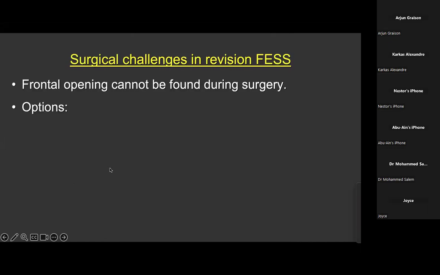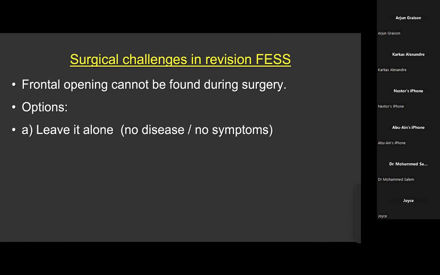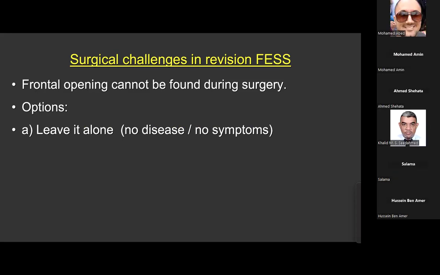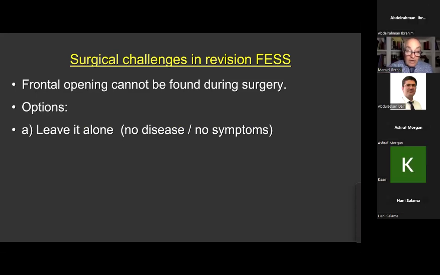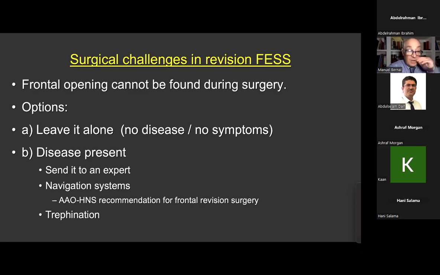So, surgical challenges. You cannot find the frontal, for example. Which options do you have then? Well, that strongly depends on where you are and what you want to do. If there is no disease and the patient has no symptoms, leave that frontal alone. Or if you are in the presence of an expert, ask the expert to help you open the frontal outflow. And if you have navigational systems, the American Academy does recommend a navigational system for revision surgeries of the frontal.